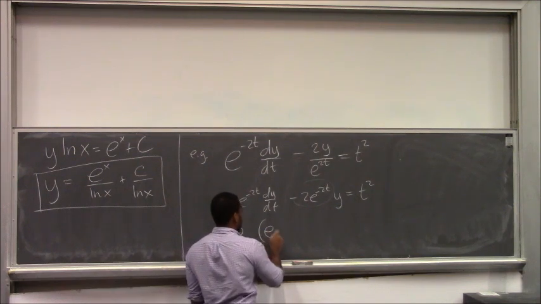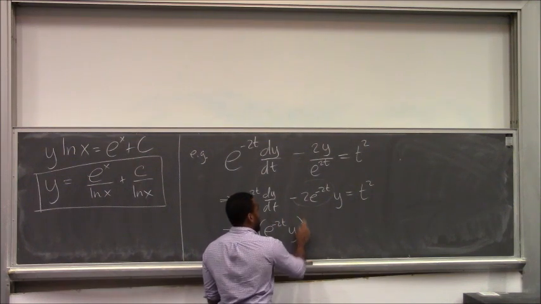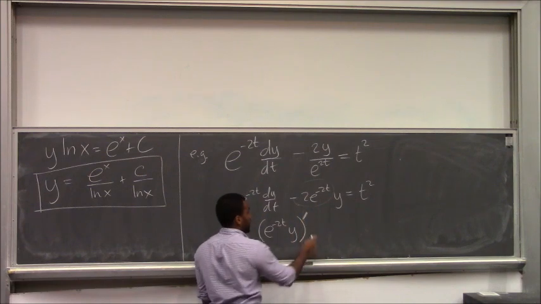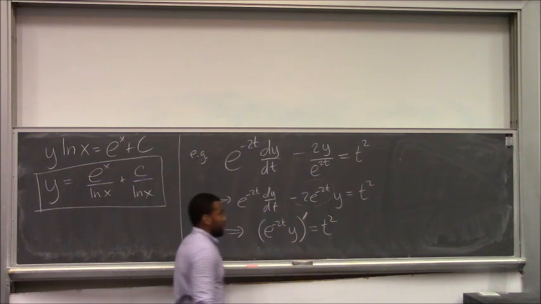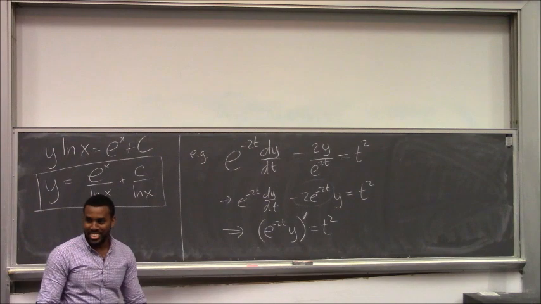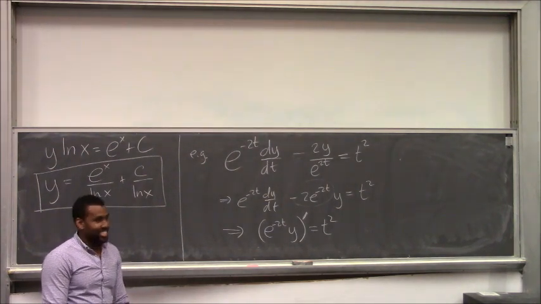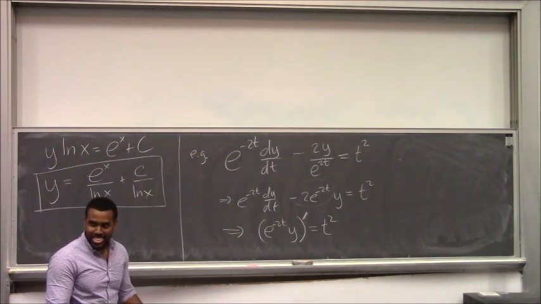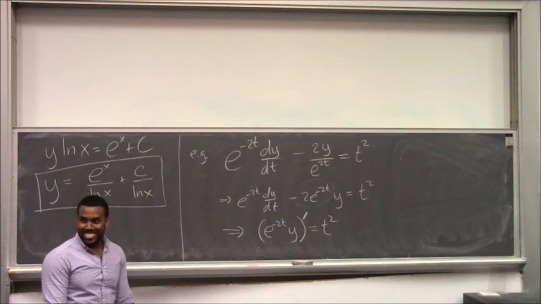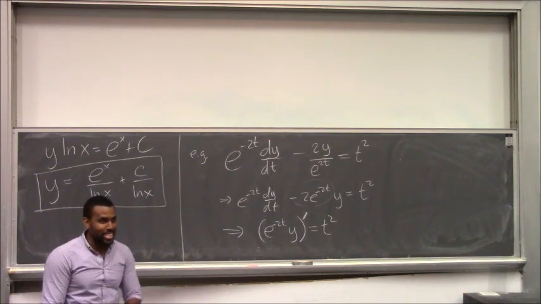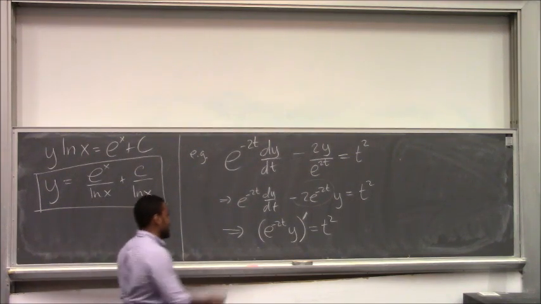So that would be e to the minus 2t times y, all prime. It was the product rule again, yeah. You were looking for something different? You think I spring things on you guys? Expect the unexpected, and maybe I'm going to keep you guys on your toes.